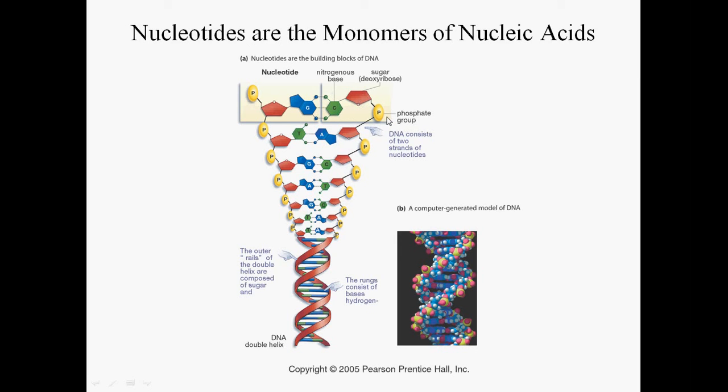So in the case of DNA, you have a phosphate, you have the sugar deoxyribose, and you have one of four nitrogenous bases: either cytosine, guanine, adenine, or thymine. And we'll discuss those in later chapters, but that is all you need to know so far.